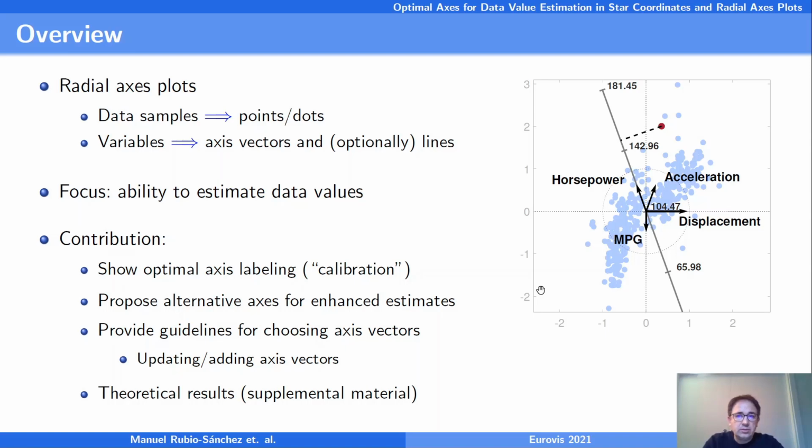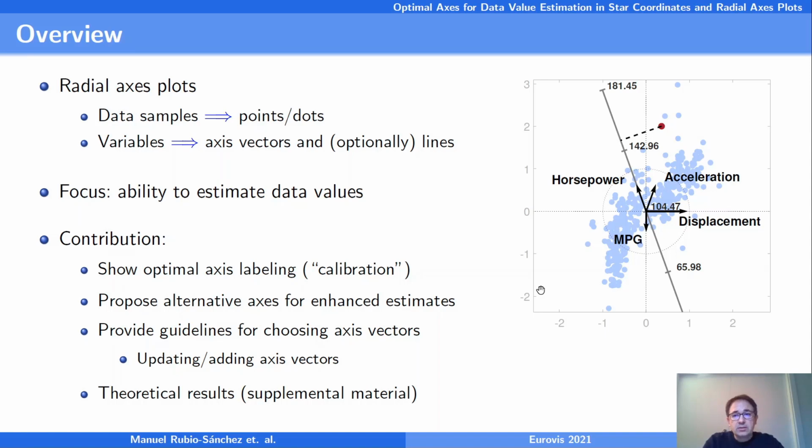And we're going to show how to label the axis optimally, how to choose alternative axes that allow users to estimate values more accurately. We're also going to provide guidelines for choosing axis vectors and therefore visualizations, whether we would like to update an axis vector or add new axis vectors into the plot.